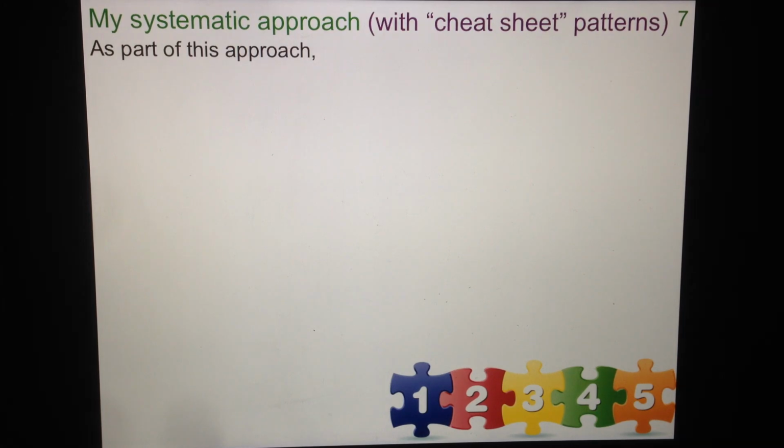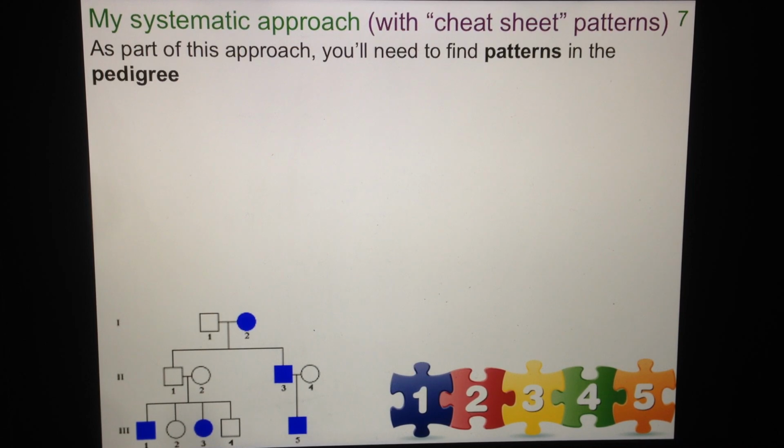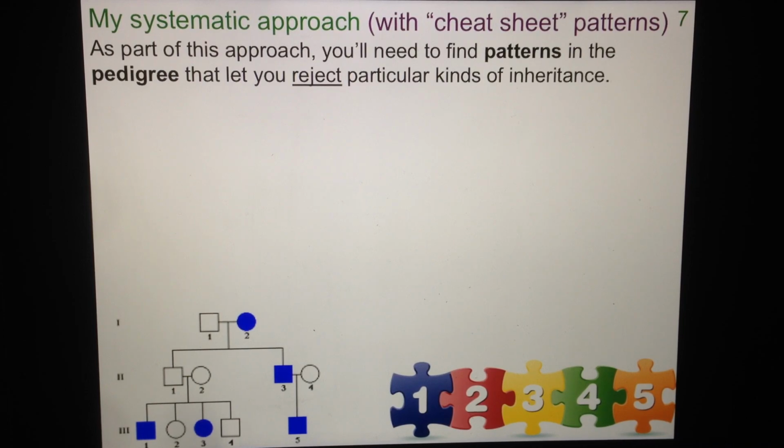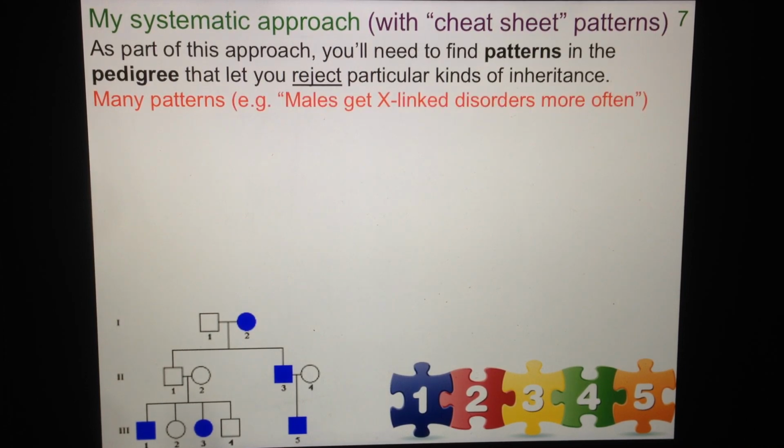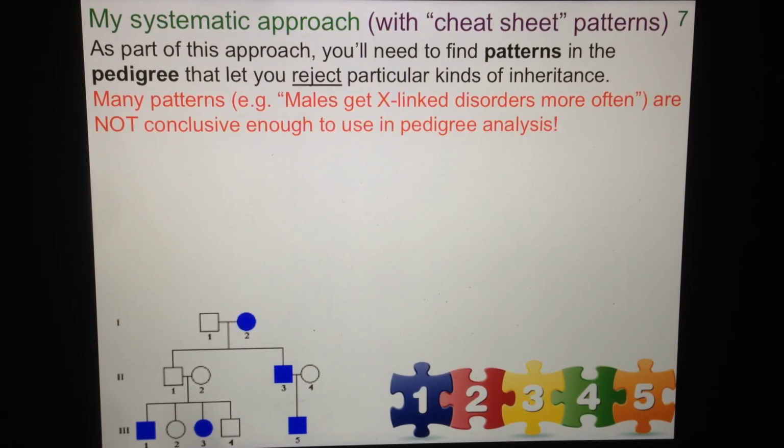Along with this approach, I'll also be giving you certain patterns. To follow this approach, you're going to need to recognize patterns in the pedigree that will help you reject certain kinds of inheritance, so you can narrow down the possibilities. The problem is that a lot of the patterns you might want to use, for example that X-linked disorders show up in males more often, which you learned last lecture, you can't actually use in a pedigree because that won't always work. So I'm going to teach you exactly which patterns you can use, the patterns that will always work.